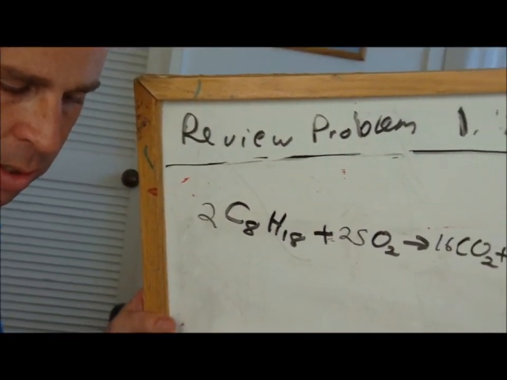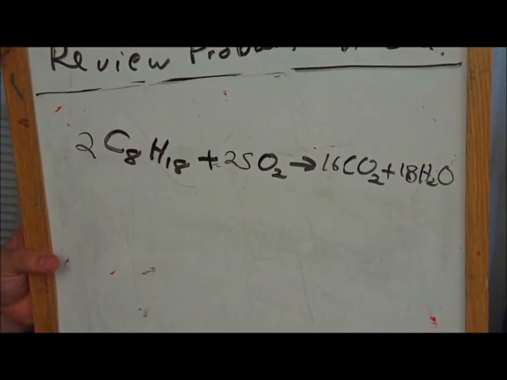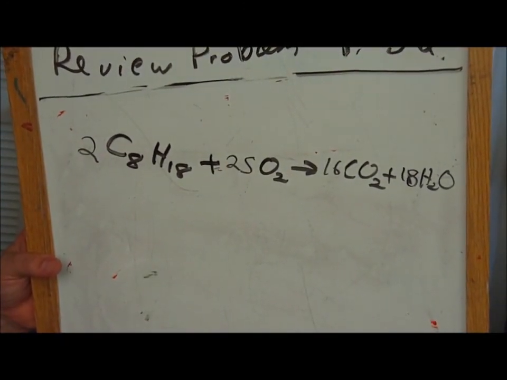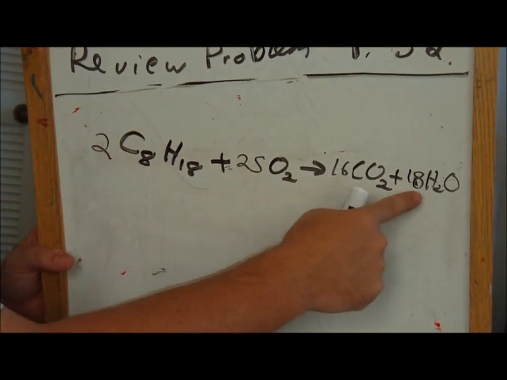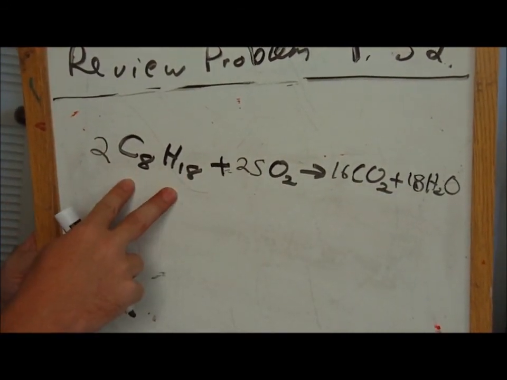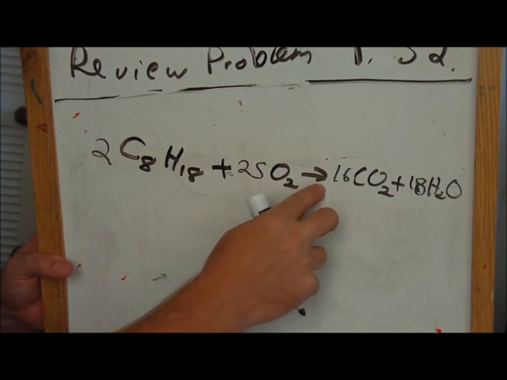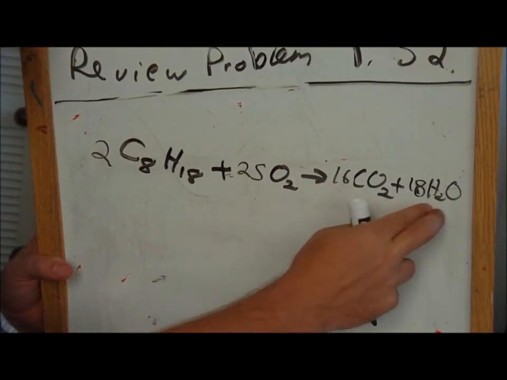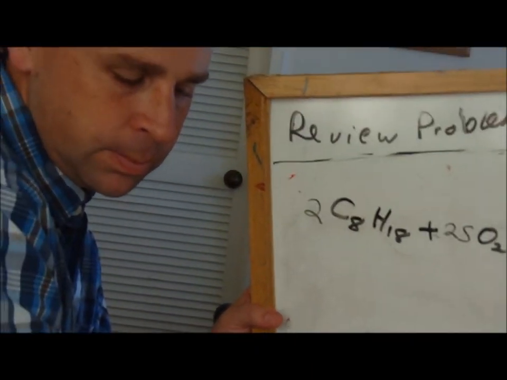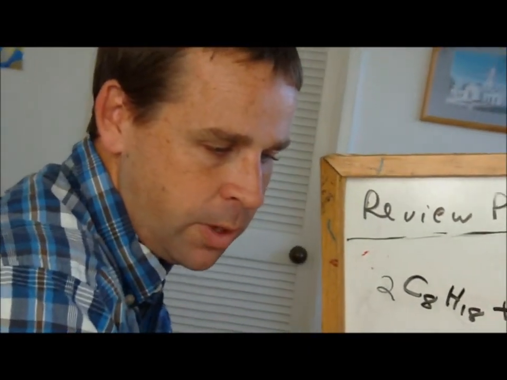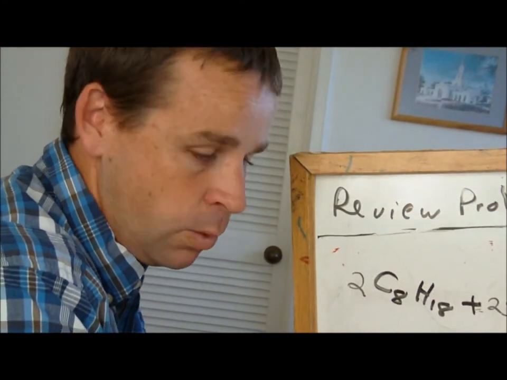The question is, if it's not balanced, what is the smallest set of coefficients that would make the equation balanced? The coefficients are 2, 25, 16, and 18. So 2 octanes plus 25 oxygens yields 16 carbon dioxides and 18 waters. All right? And there you go. That's number 152. And that's the end of the problems for chapter 1.